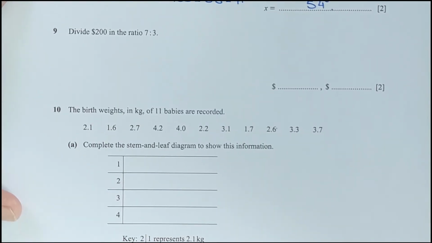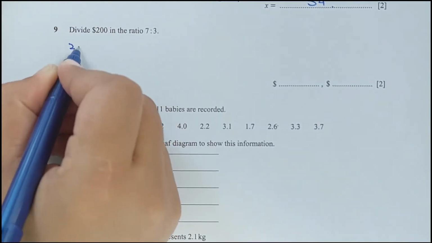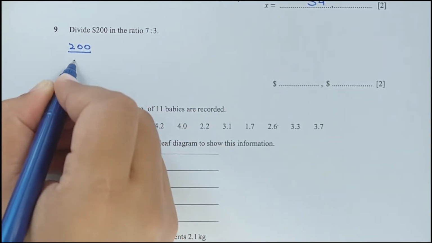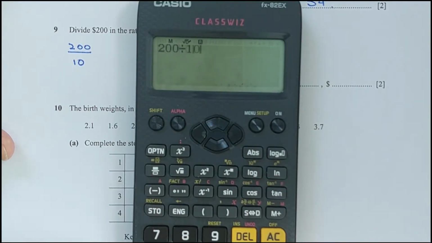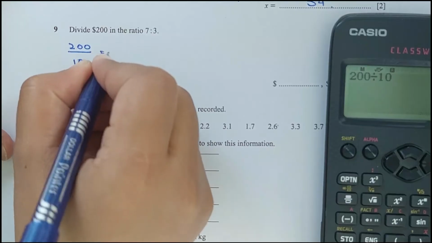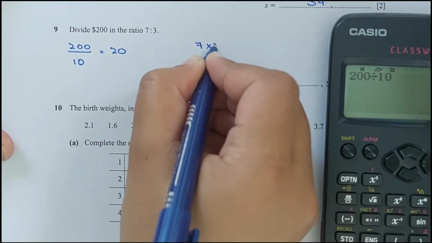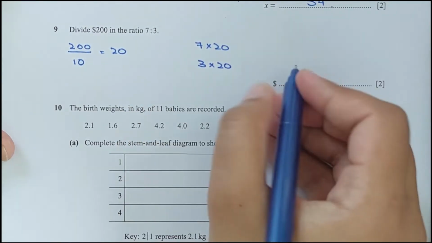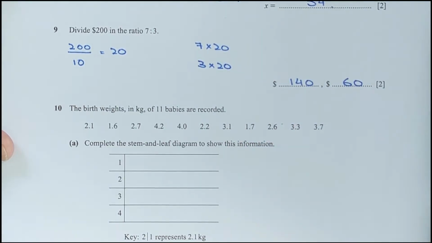Question number 9. Divide $200 in the ratio 7:3. Okay, so the total is 200. This is going to be divided with the total ratio 7 plus 3, which is 10, right? And 200 divided by 10 is 20, right? Now we can find what is 7 times 20 and what is 3 times 20. 7 times 20 is 140 and 3 times 20 is 60, right?